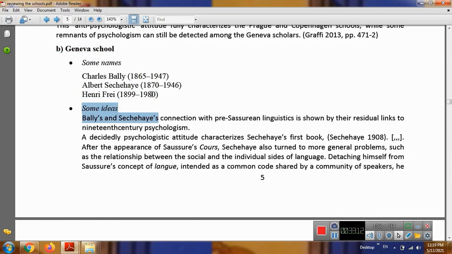Some ideas. Dear students, it is very good, this handbook, because it summarizes the important points for you. For example, you know about the persons in the Geneva school, Bally, Sechehaye, and Frei. What about their ideas?